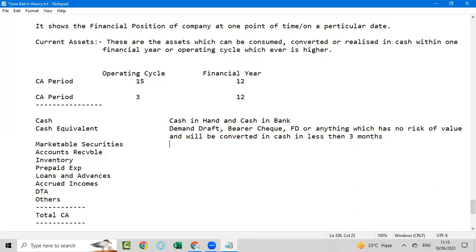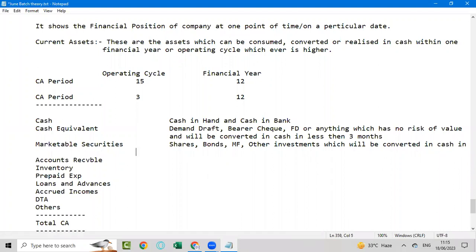Marketable securities: shares, bonds, mutual funds, other investments which will be converted into cash in less than 12 months.